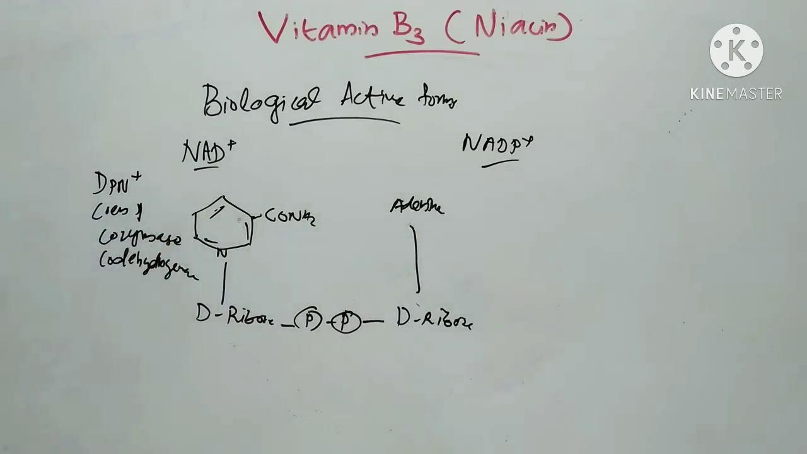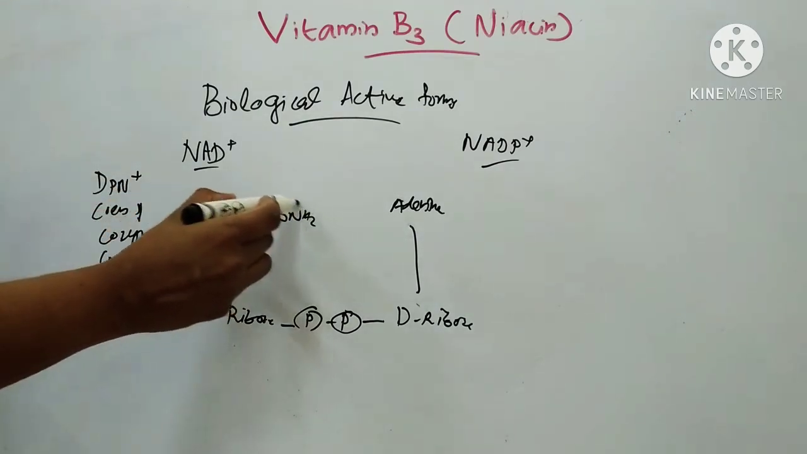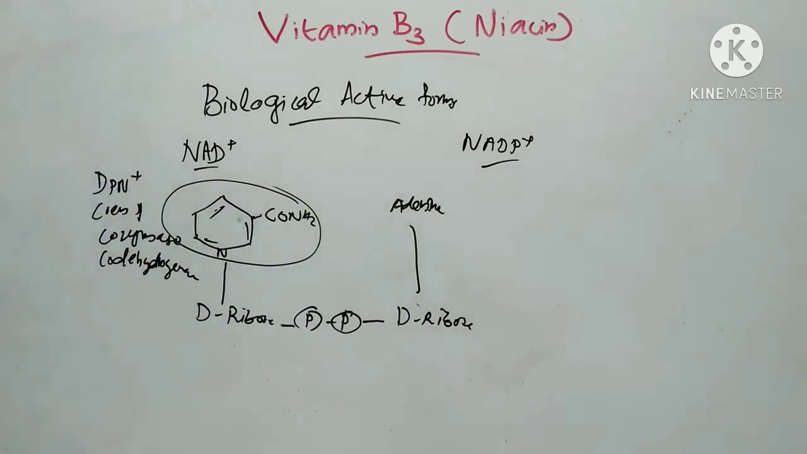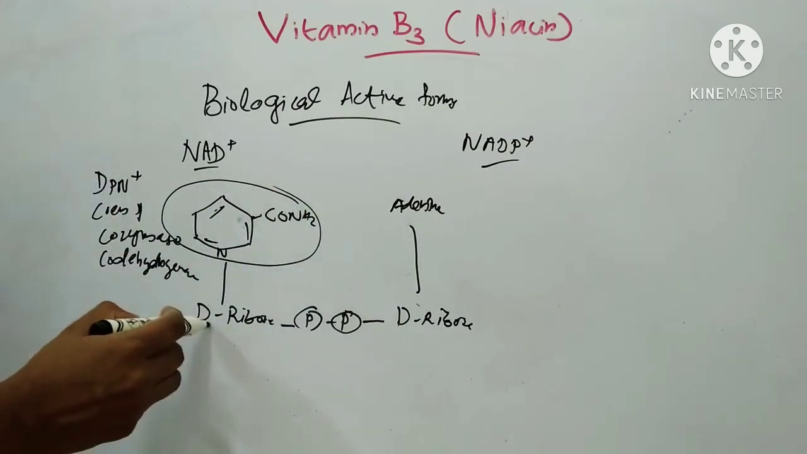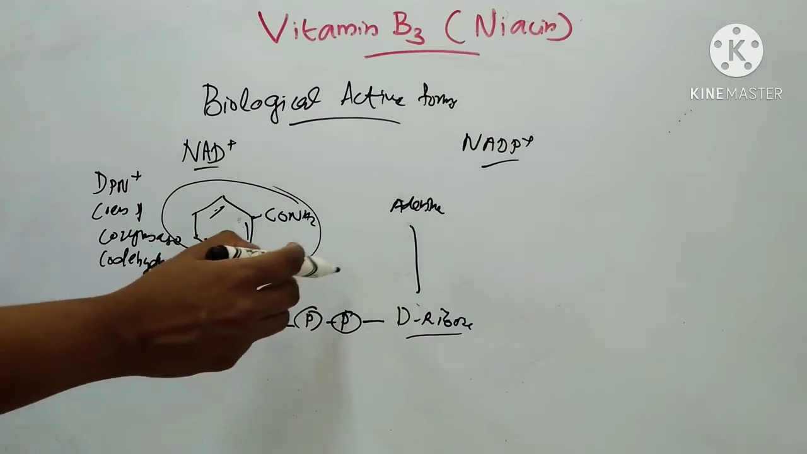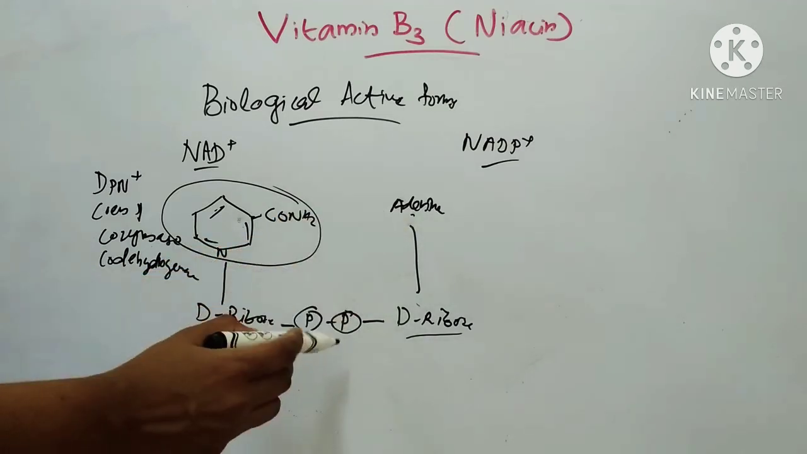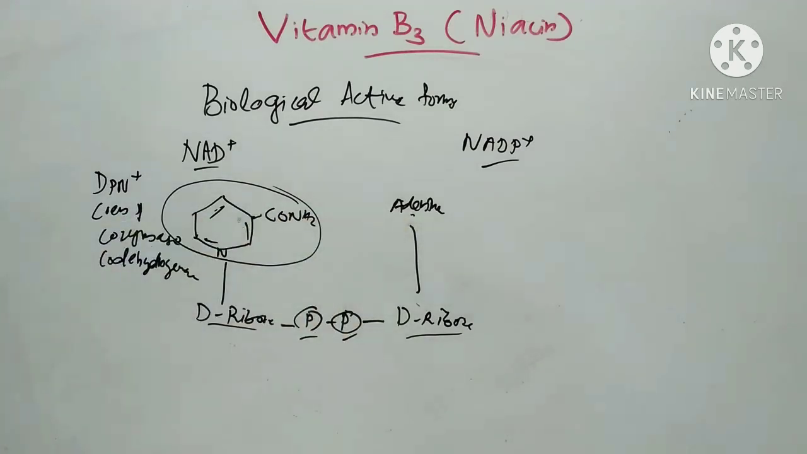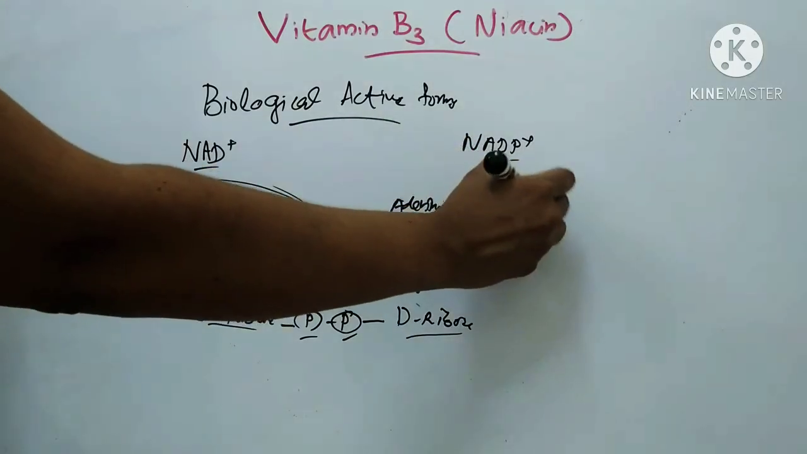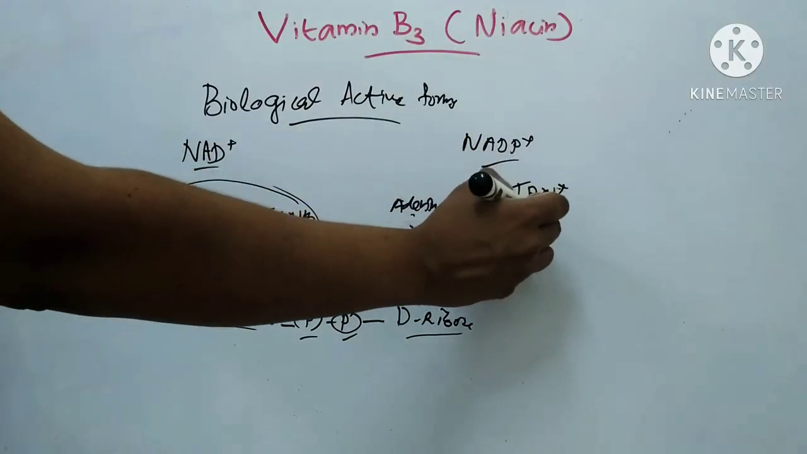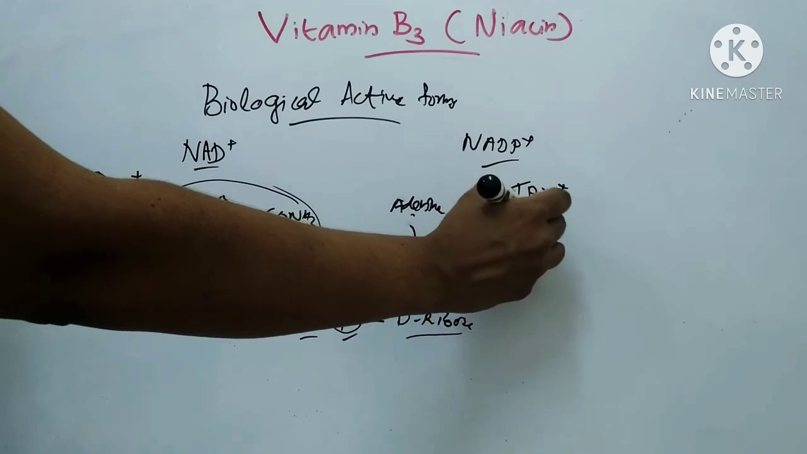This compound contains one molecule of nicotinamide, 2 molecules of ribose, 1 molecule of adenine and 2 molecules of phosphoric acid. This is NAD plus. Then coming to NADP plus, it is called nicotinamide adenine dinucleotide phosphate. Other names are TPN plus, then coenzyme 2.